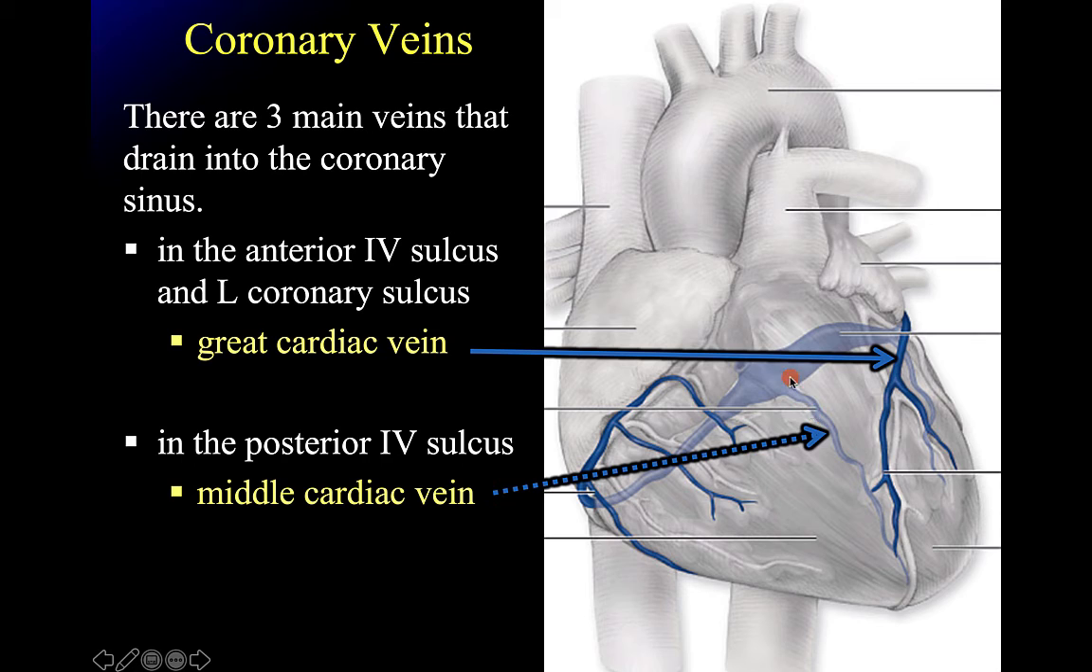We then have on this posterior side, which we can see with this dashed line here, the middle cardiac vein. The middle cardiac vein is occasionally called the posterior interventricular vein because it does parallel and drain the area provided with blood by the posterior interventricular artery.